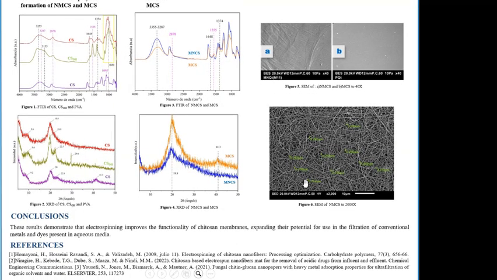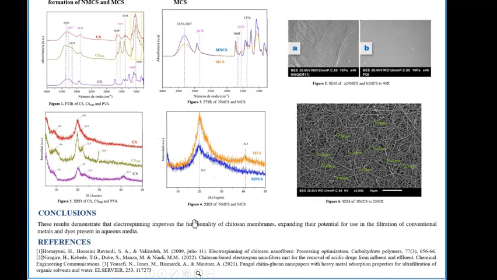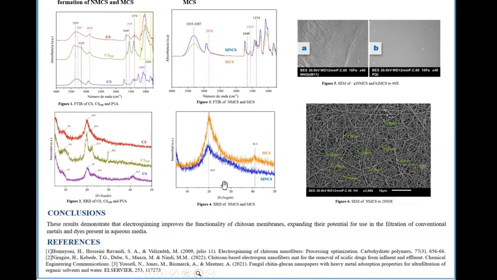In conclusion, these results demonstrate that electrospinning improves the functionality of chitosan membranes, expanding their potential for use in the filtration of conventional metals and dyes present in aqueous media.